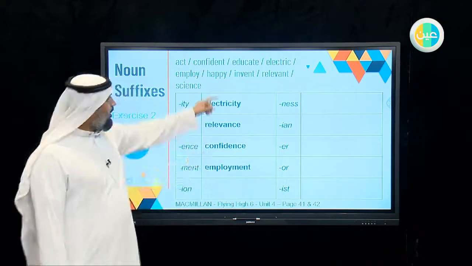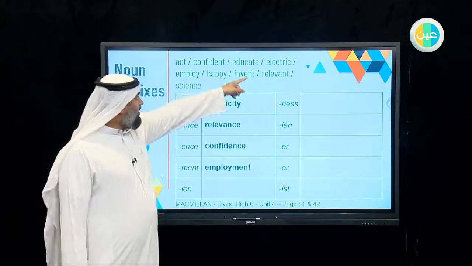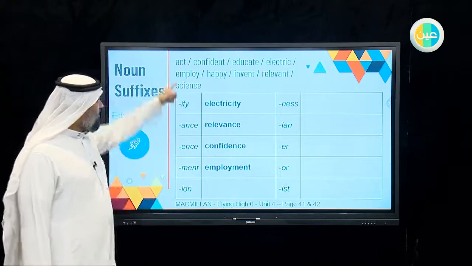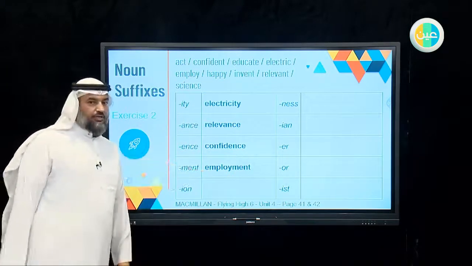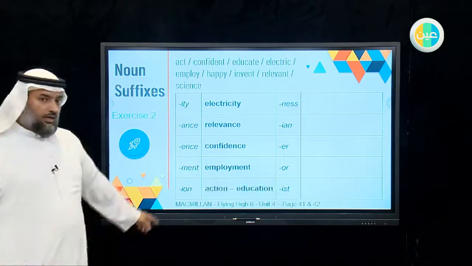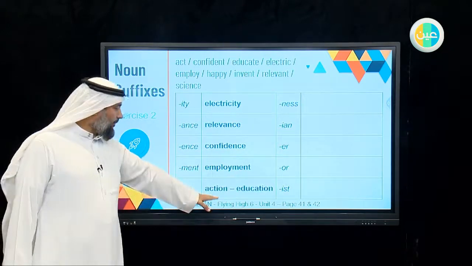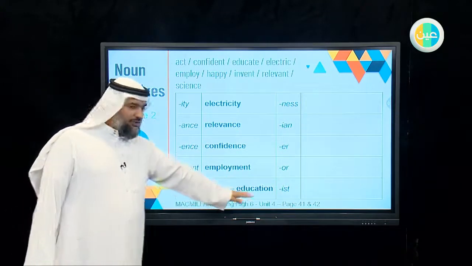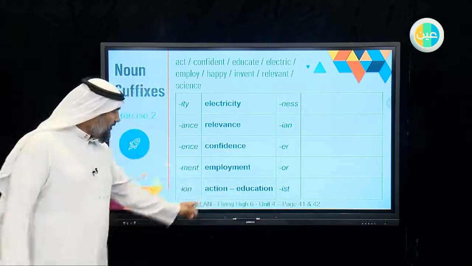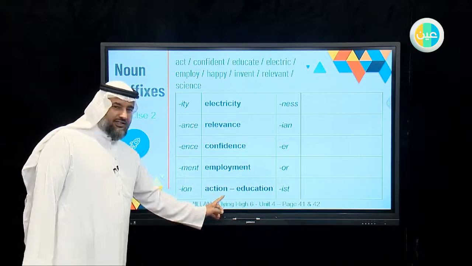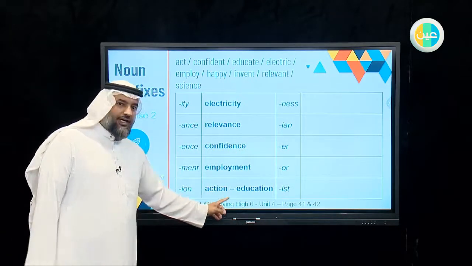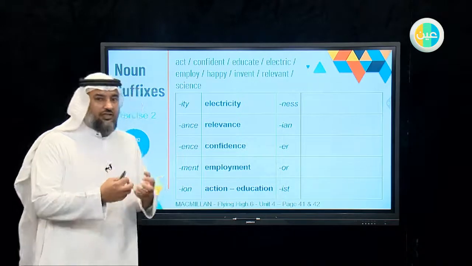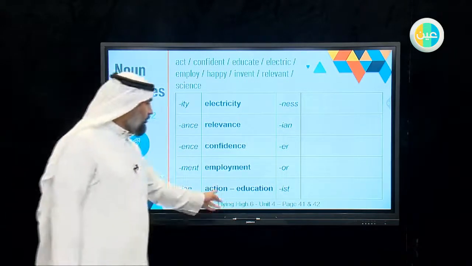Employment. Employ. Where is it? Yeah, this one is employ, so we change it to employment. ION. We have two words in this part: action and education. Now these four letters, the last four letters TION, we pronounce it as shin. Action, education.